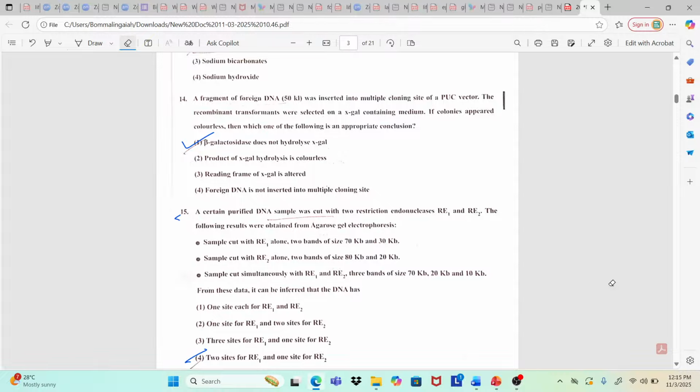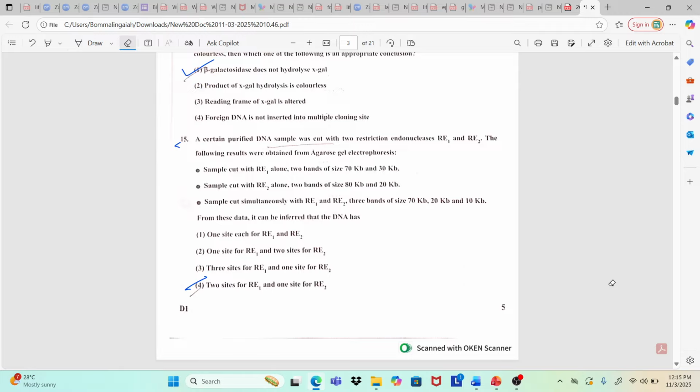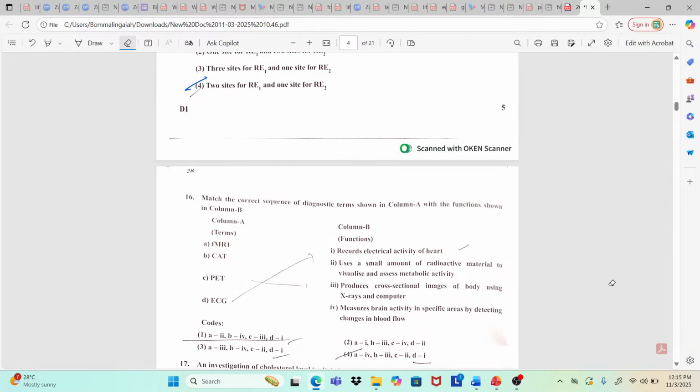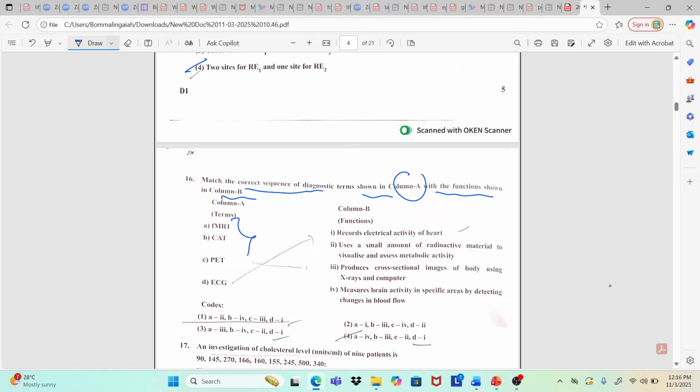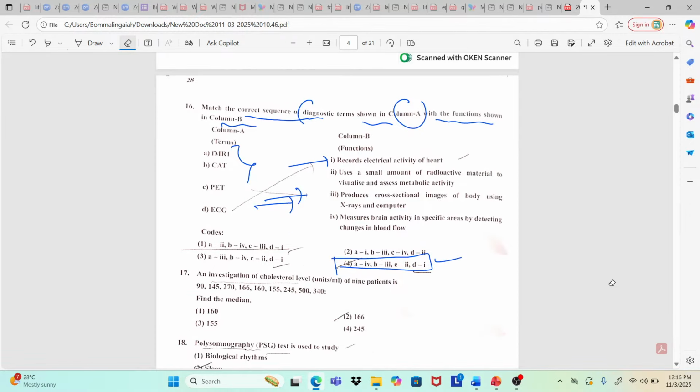Yes, here number 16. Match the correct sequence of diagnostic terms shown in column A with the function shown in column B. Here some of the diagnostic terms are given. Here you have to match the functions of these diagnostic terms. The correct option for this question is option number 4. Okay. Next question.